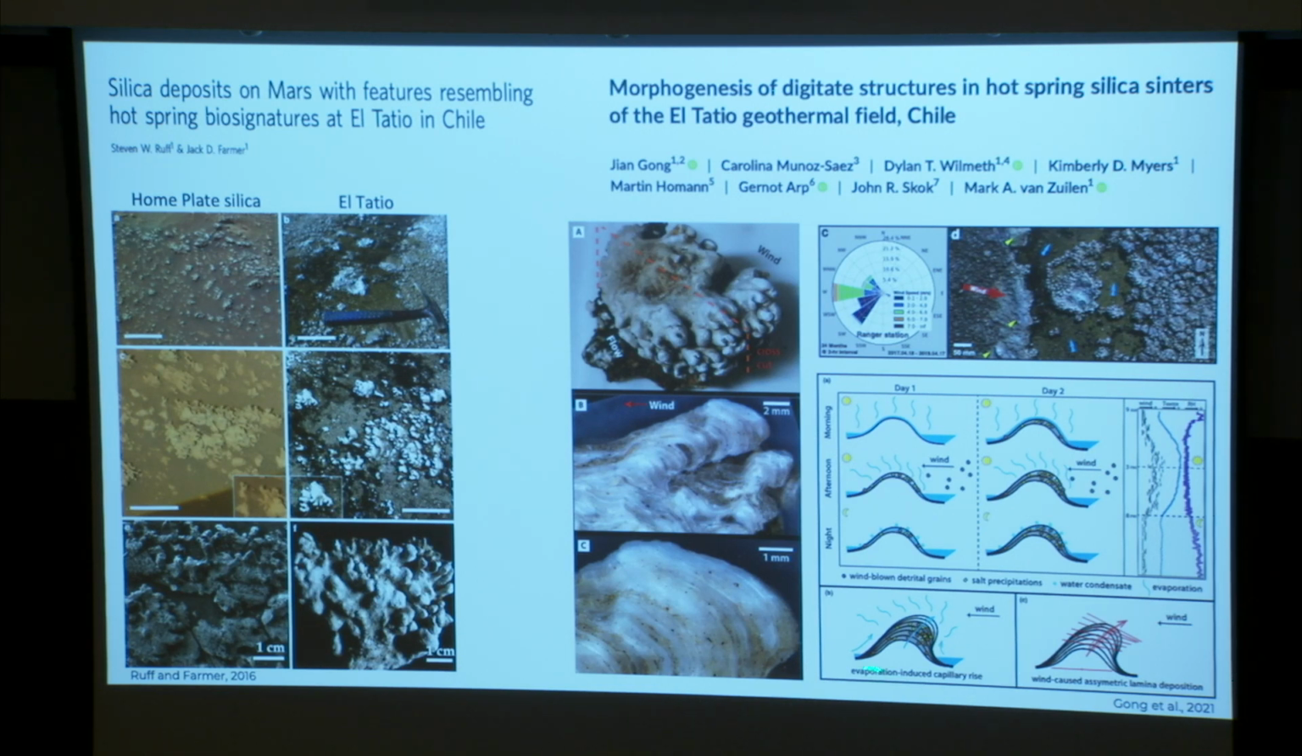And these microstructures often grow perpendicular to the main wind direction, which you see here. So that's a field image, the wind coming from here, and most of these structures are really growing towards the wind. So the idea is really that potentially the wind and the evaporation leads to capillary rise, and that's why you form these layers.